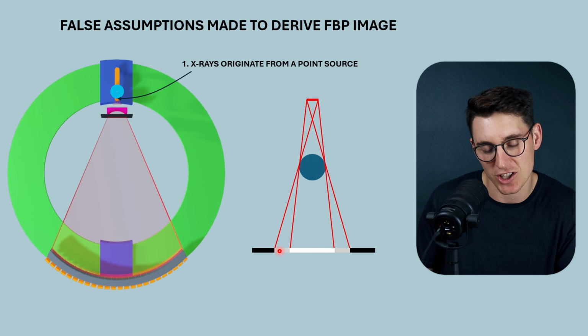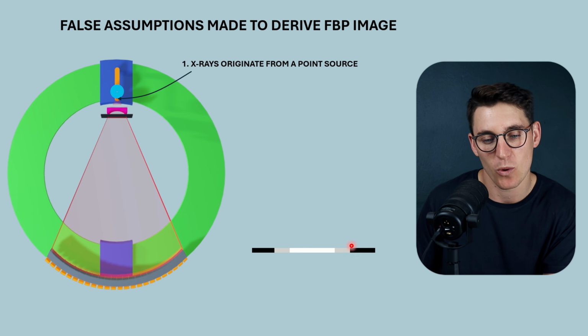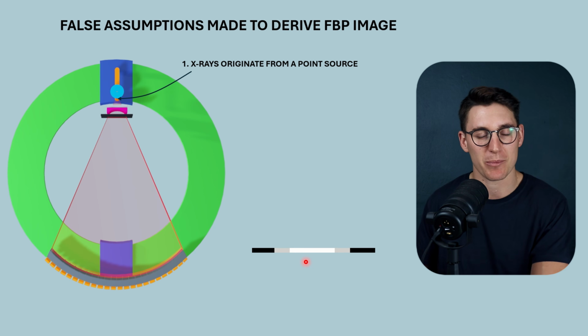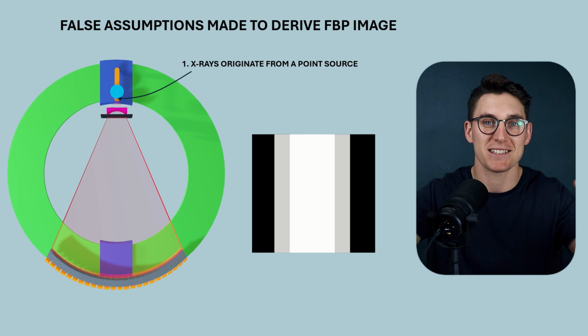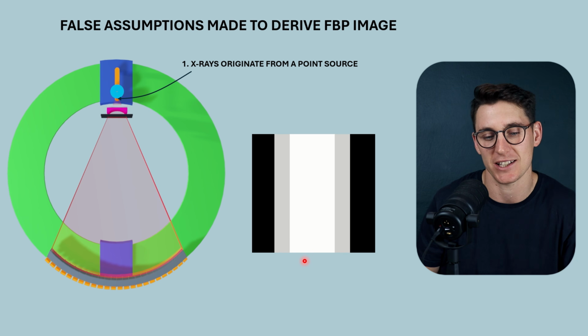Now, because we get this geometric blurring based on the fact that X-rays aren't coming from a point source, we go and take that data and in filtered back projection, we propagate that data back over the slice. Remember, we're averaging data back over the slice as we smear that data out.